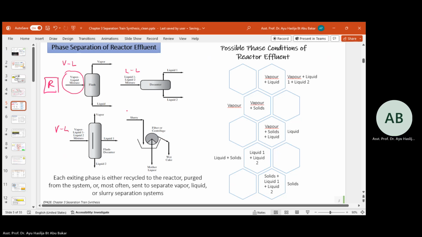Slurry, a mix of solid and liquid. Solid, liquid, slurry. So these are the possible phase conditions. You will come across a few types of possible conditions: vapor, solid; vapor, solid, liquid. You can even have the three phases: vapor, solid, and liquid.